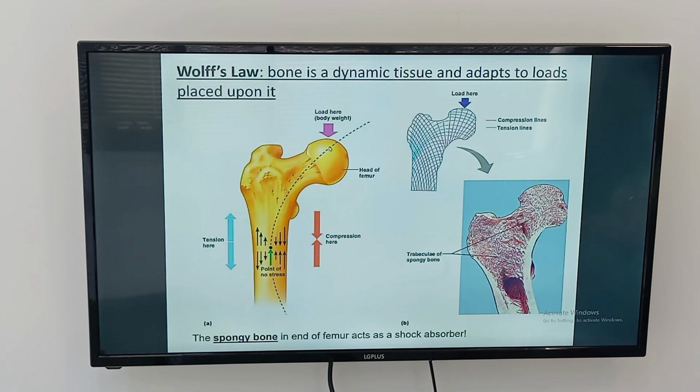Wolff's law. According to Wolff's law, the bone is a dynamic tissue and adapts to the load placed upon it. As you can see here, this is a diagram of a bone of the human body. The bulbous part at the right, this one, we call the head of the femur. The load of the body weight will be applied to the femur.